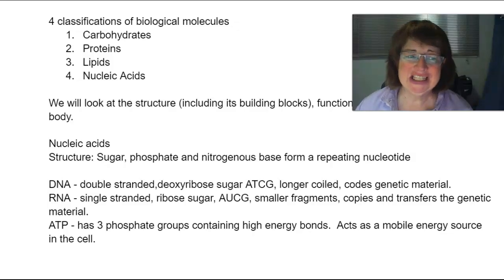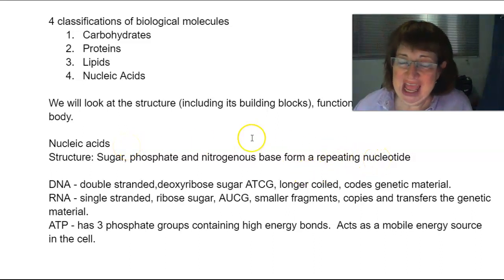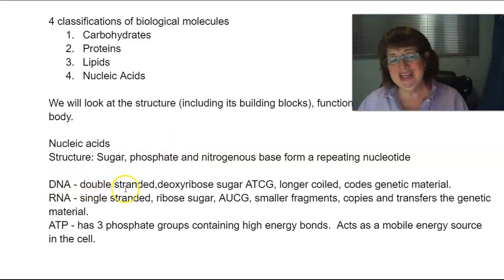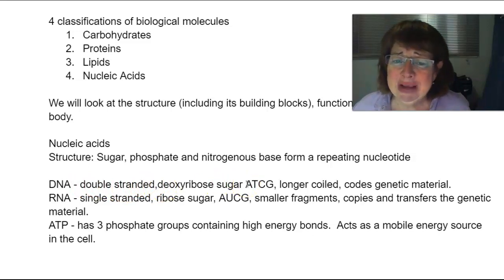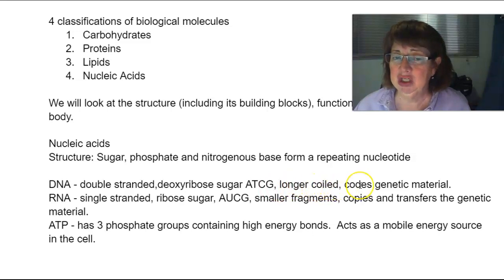Okay, let's summarize our last molecule, nucleic acids. Now, nucleic acids have a repeating group called a nucleotide, and that nucleotide is made up of a sugar, a phosphate, and a nitrogenous base. If you have a deoxyribose sugar, you can have the molecule DNA, which is double-stranded, and it has nitrogen bases adenine, thymine, cytosine, and guanine. You don't need to know what A, T, G, and C stand for yet. You will by the end of the course. It's a long coiled molecule, and DNA codes for genetic material.